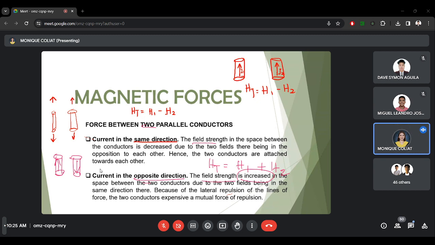Bakit mali? Bakit baliktad? So, field strength daw. So, H total is equals to H1 plus H2. Wait lang. I need to clear something. Reset check. Wait a minute.